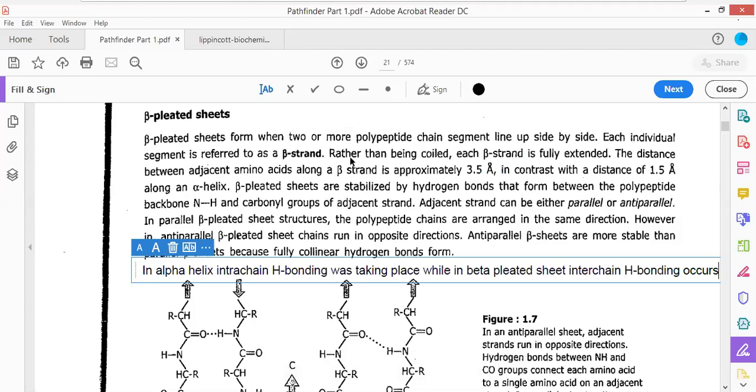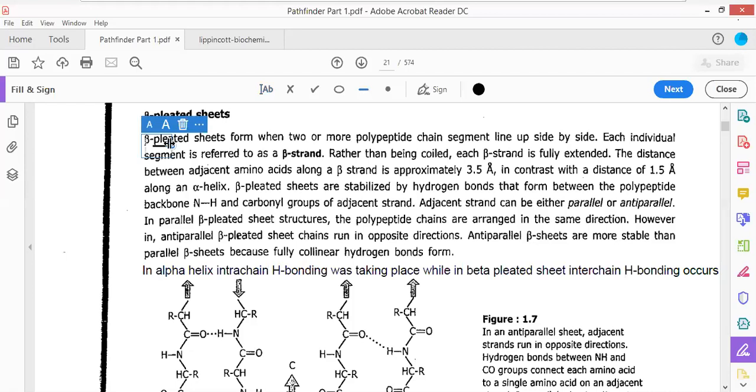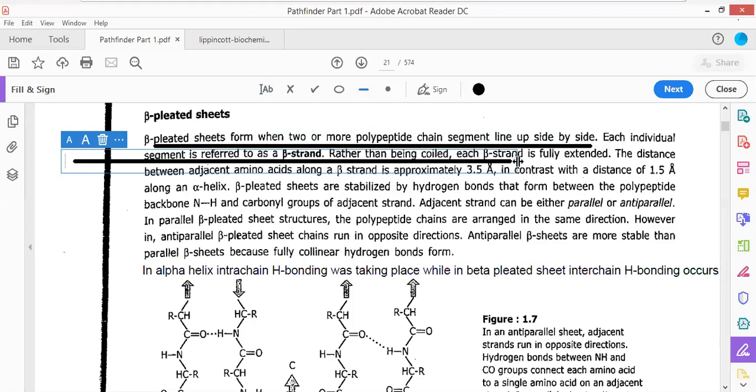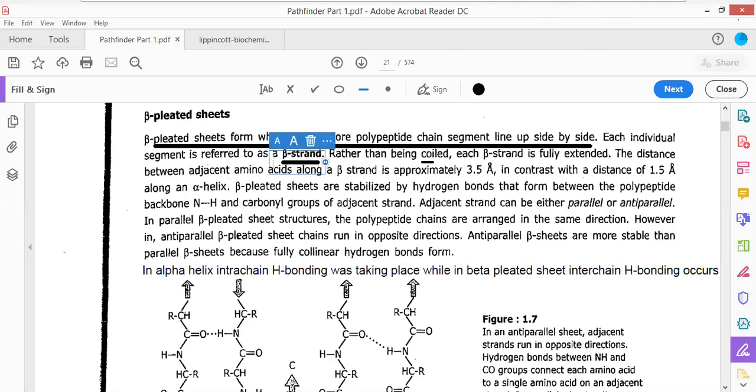Rather than being coiled, beta pleated sheet forms when two or more polypeptide chains line up side by side. When there are two or more polypeptide chains which lie side by side with regard to each other, it will lead to the formation of a beta pleated sheet structure. Each component of this beta pleated sheet structure is referred to as the beta strand. Rather than being coiled, each of the beta strands is fully extended.